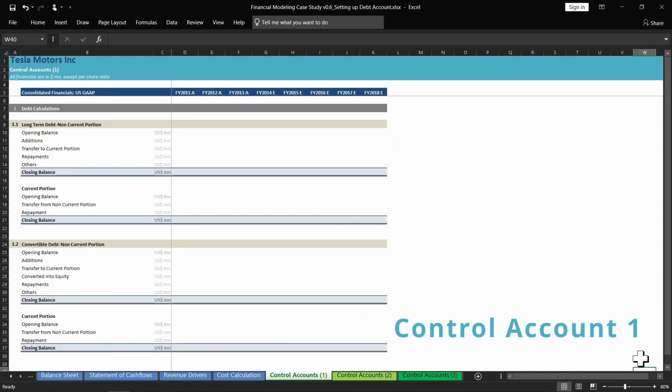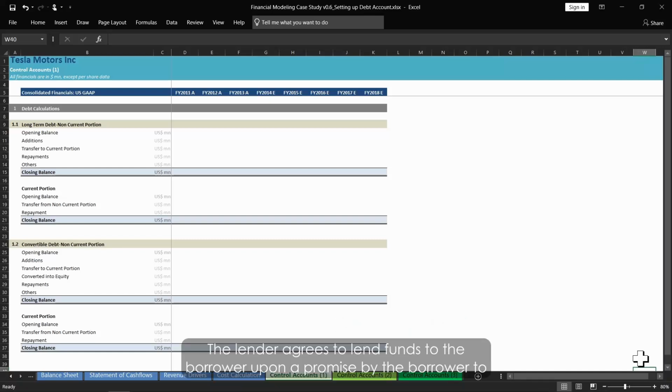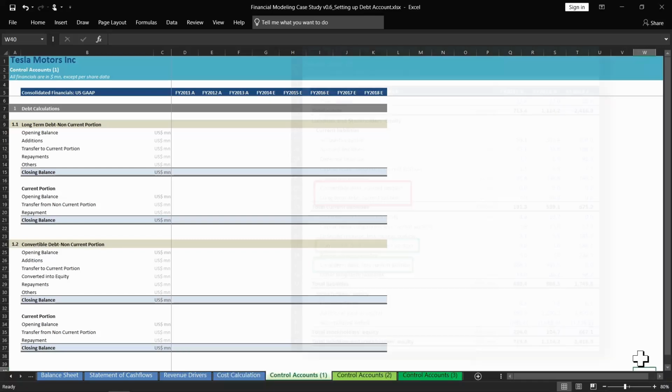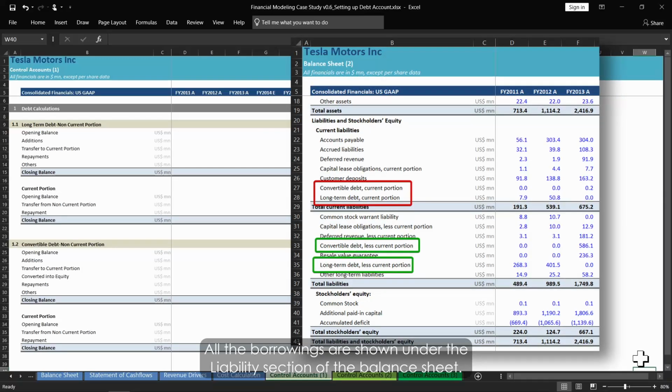What is debt? Debt is an amount owed for funds borrowed. The lender agrees to lend funds to the borrower upon a promise by the borrower to pay interest on the debt, usually with the interest to be paid at regular intervals. All the borrowings are shown under the liability section of the balance sheet.